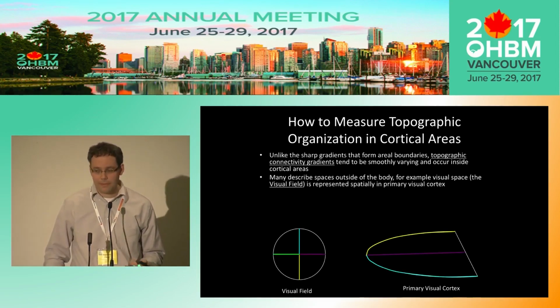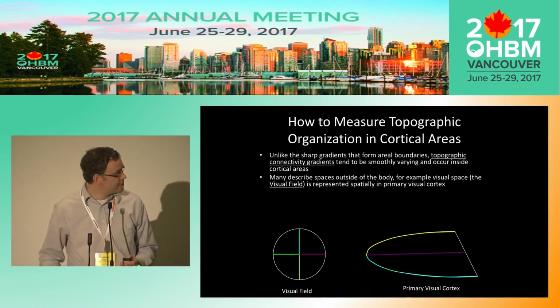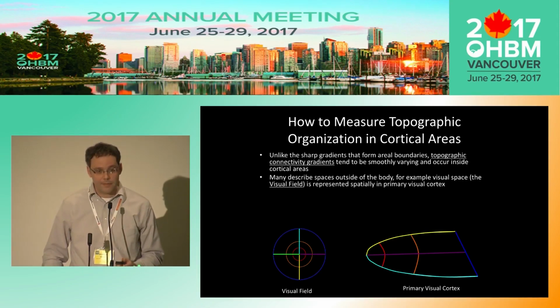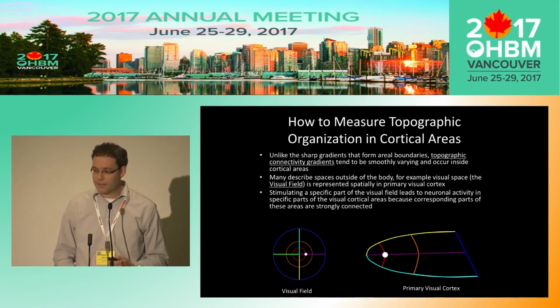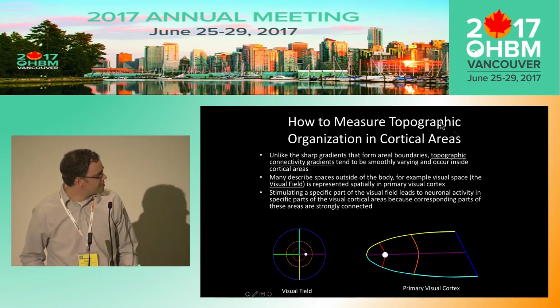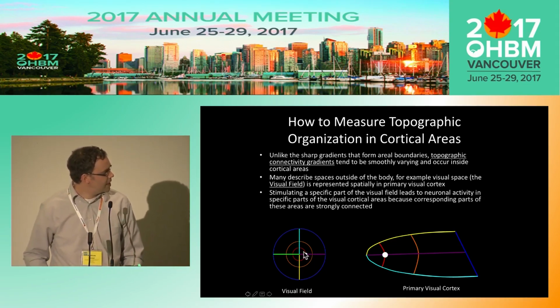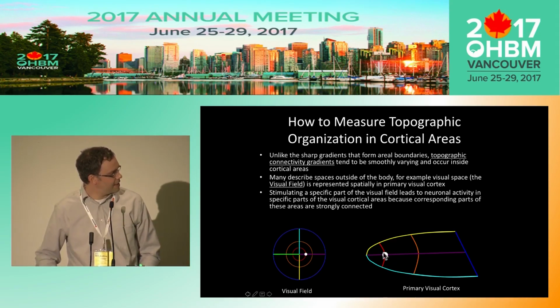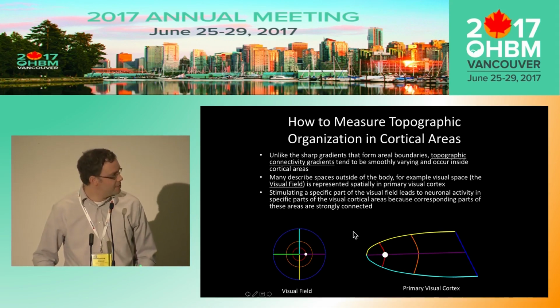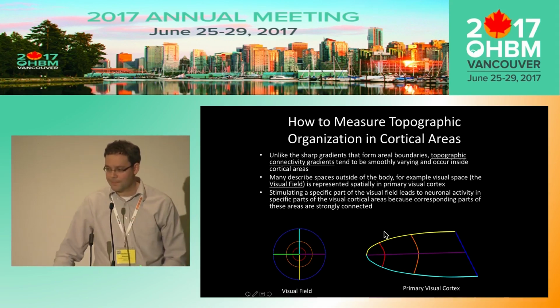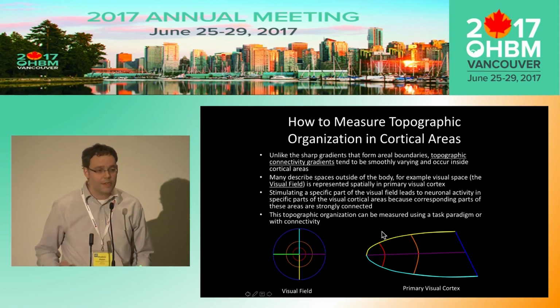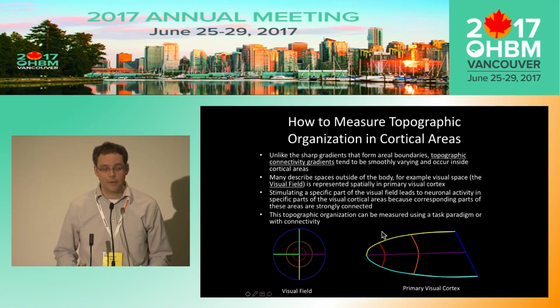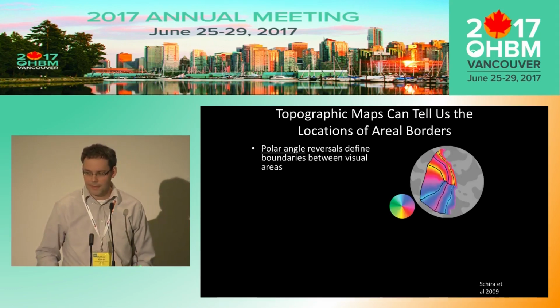So we have a map of the visual field, we have a map of the left hemisphere visual cortex, and different parts of visual cortex represent different parts of the visual field. For example, if you were to stimulate here and shine a light in this part of the visual field and then measure the functional activity, you're going to get activation in this part of V1. Similarly, if we had V2 drawn out here, we get a little activation there in V2 and V3 and so on. And you can measure this either with a task paradigm or with resting state connectivity.